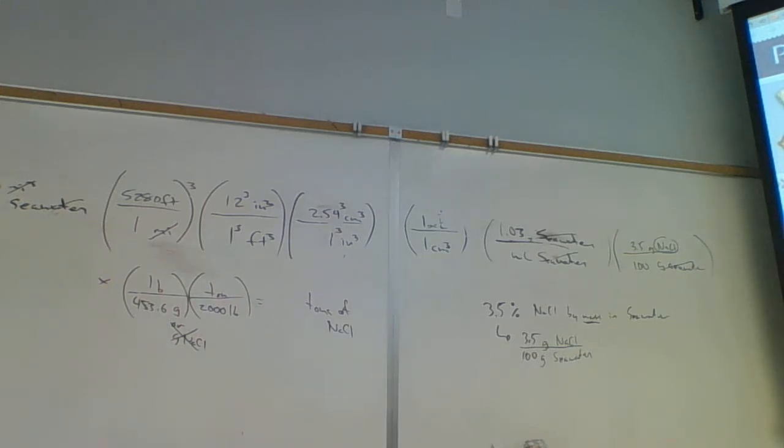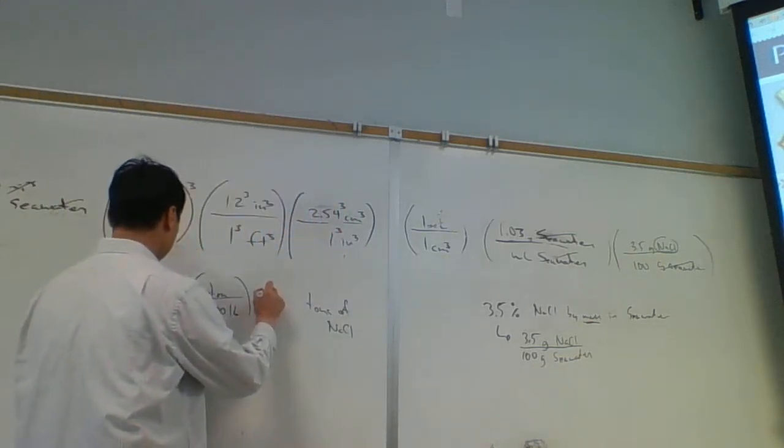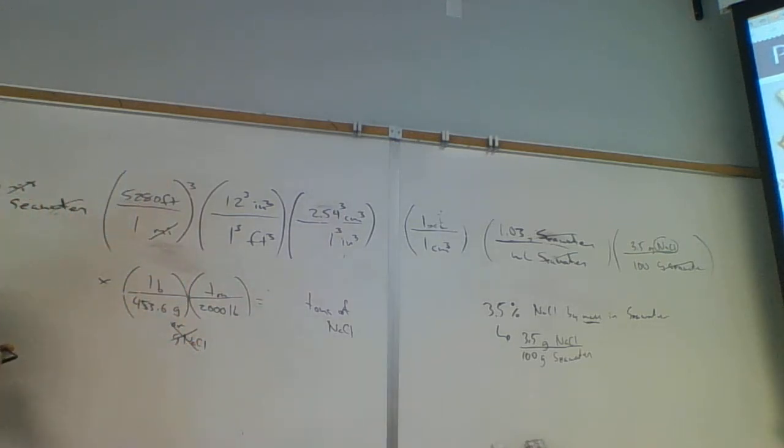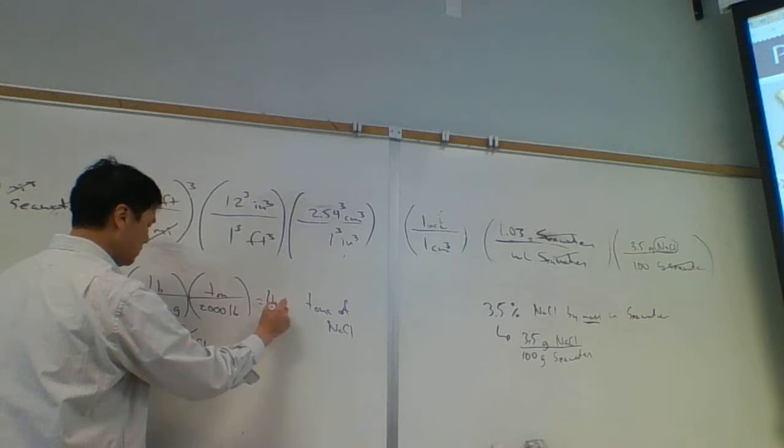And so let's punch this out. Here I'll have 300 million times 5280 cubed times 12 cubed times 2.54 cubed times 1.03 times 3.5 divided by 100, divided by 453.6, divided by 2,000. I got 4.96.